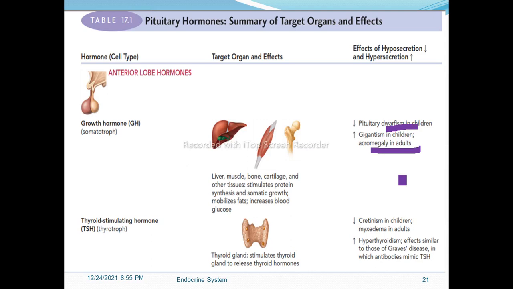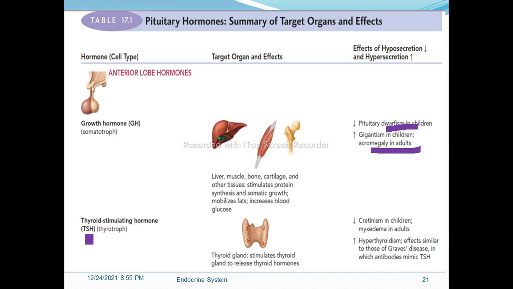Gigantism or acromegaly means a very tall or very exaggerated physical appearance, while dwarfism means a very short, extremely short person. So dwarfism and acromegaly or gigantism happen due to the amount of growth hormone secretion.